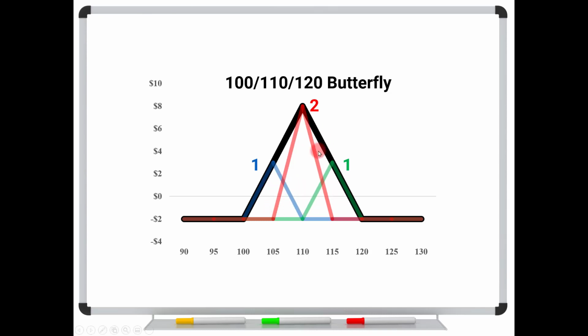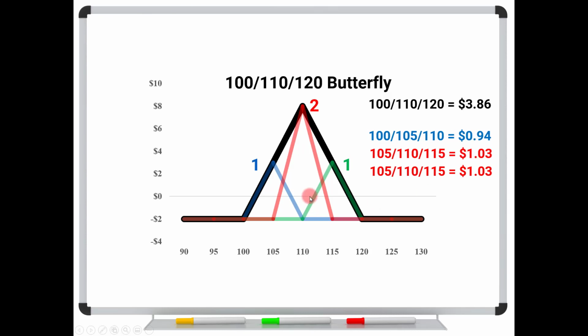Now, sometimes traders have asked, are these really the same? Do they really add up to this one in black? Well, if we go to a pricing model, here is the 100, 110, 120 butterfly in black. Pricing model says it's worth $3.86. If we look at the blue butterfly right here, pricing model says it's worth 94 cents. The 2 butterflies in red are worth $1.03 each, and the butterfly in green is worth 86 cents. So if you add up these smaller butterflies, look at that, they equal 386, exactly the price of the butterfly in black. So this is why you've got to manage each of these.